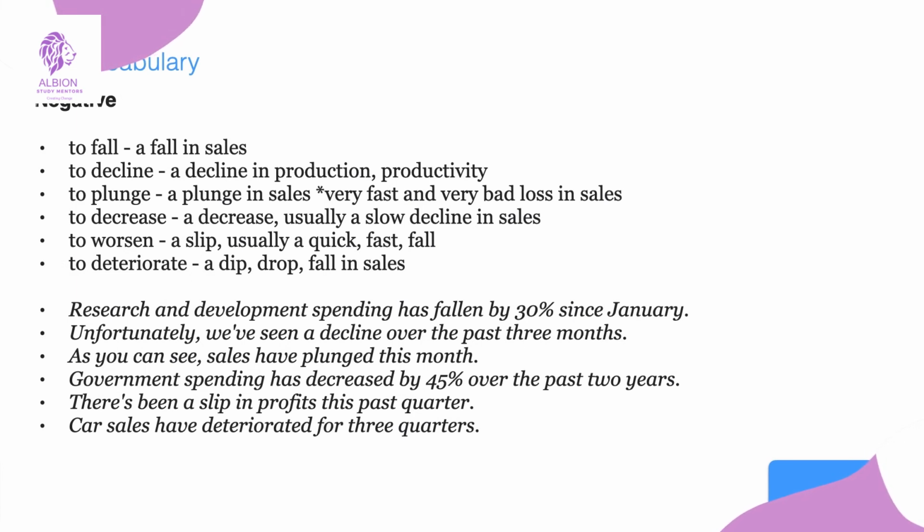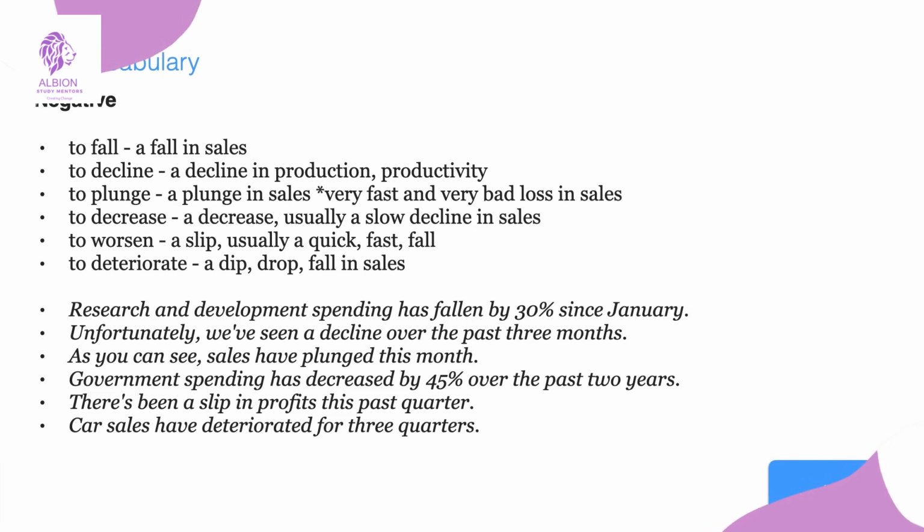To fall. A fall in sales. To decline. A decline in production, productivity. To plunge. To plunge means when something moves very fast. You plunge into the water. Sales plunged in May. To decrease. This is a slow decline. Something's going down slowly. There was a decrease.